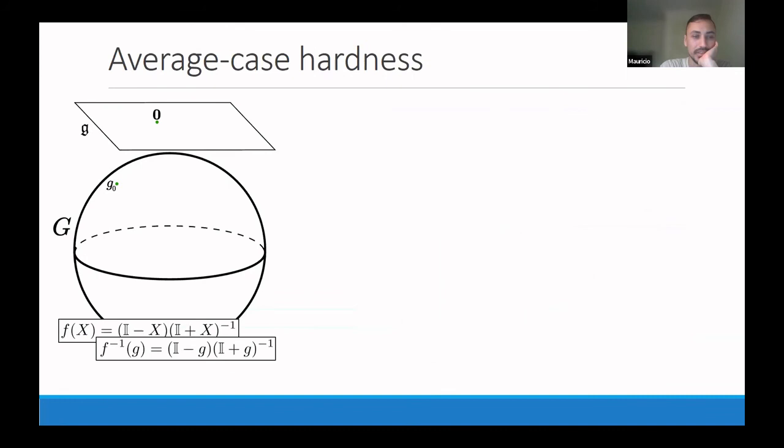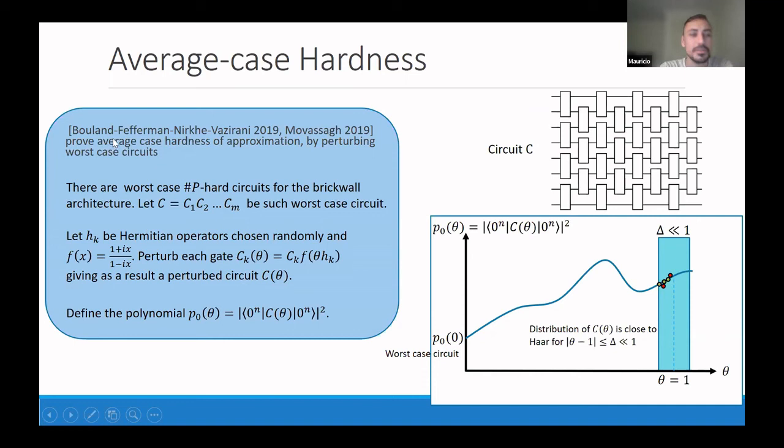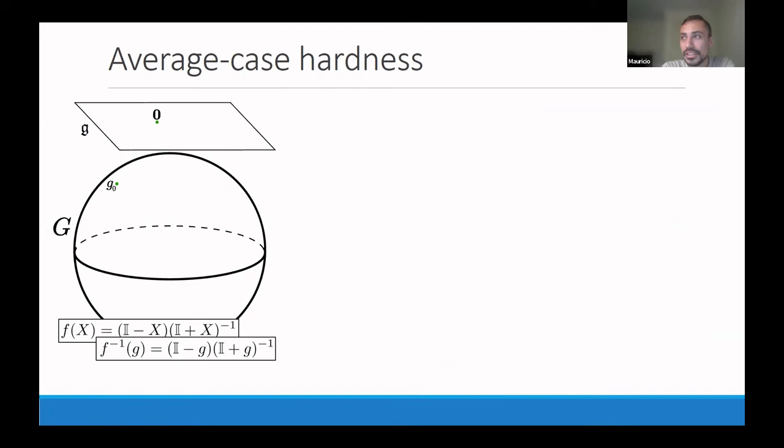Now in our case, the technique I referenced before was used by Bouland, Fefferman, Nirkhe, Vazirani, and Movassagh. They did this for random circuit sampling, and we had to adapt this technique to our case. So in our case, the issue we had, quote unquote issue, was that we were working at the group level. We were not working at the level of circuits. So we had to modify the technique to work with any group whatsoever. So it doesn't matter if it's unitary or SO or whatever.